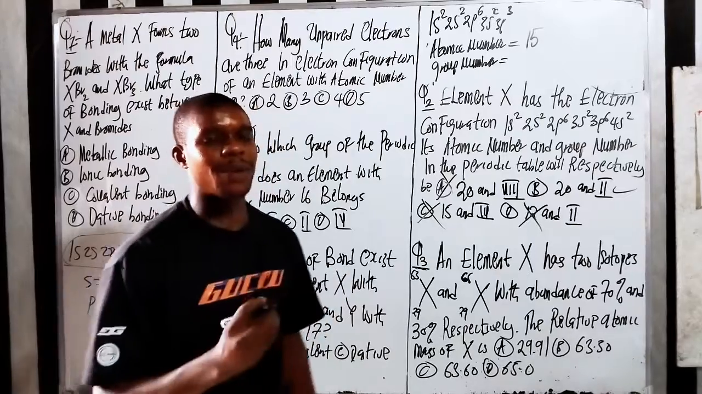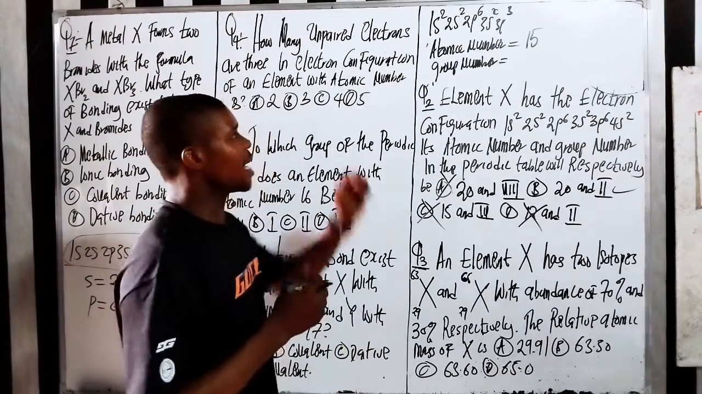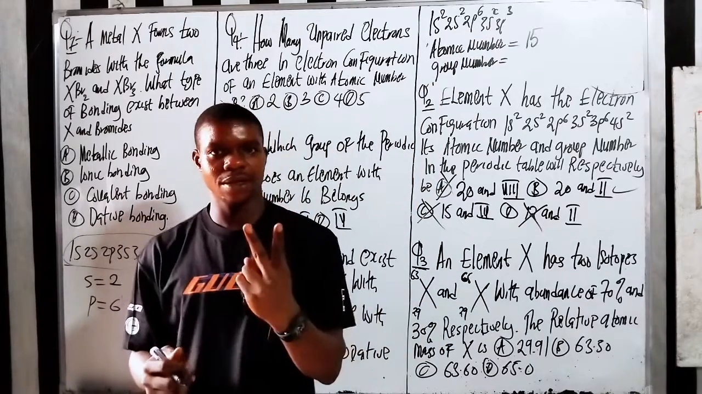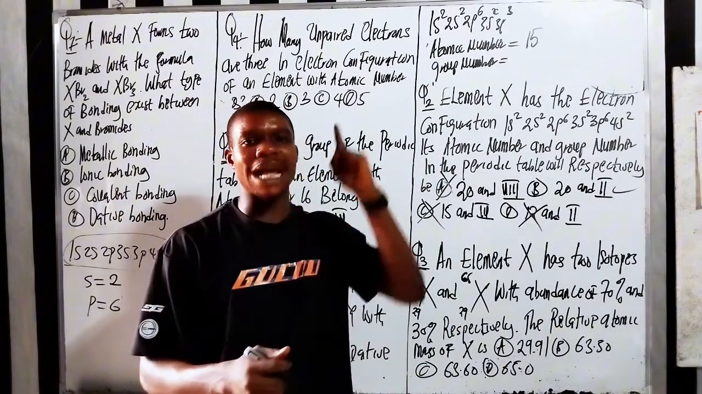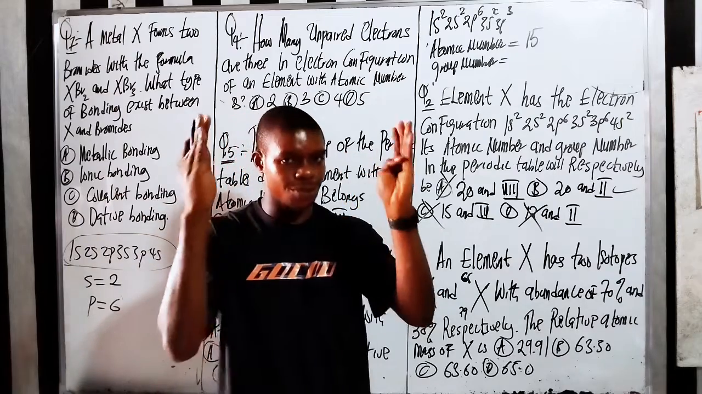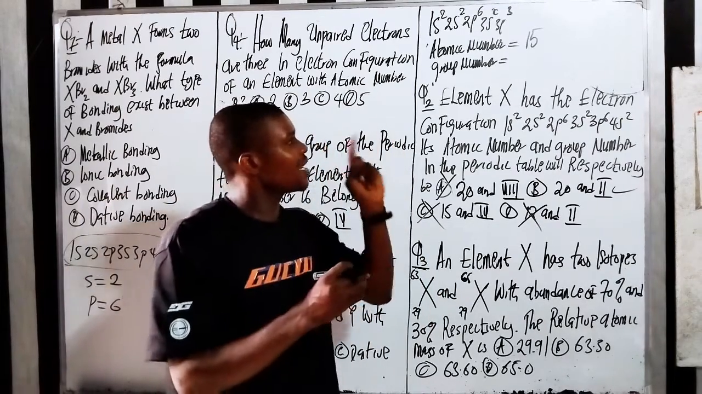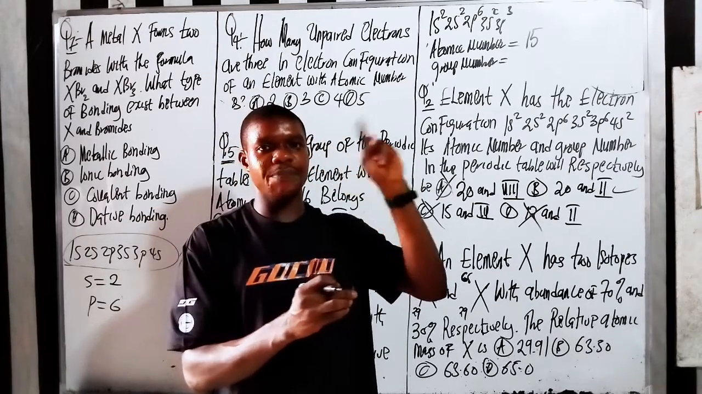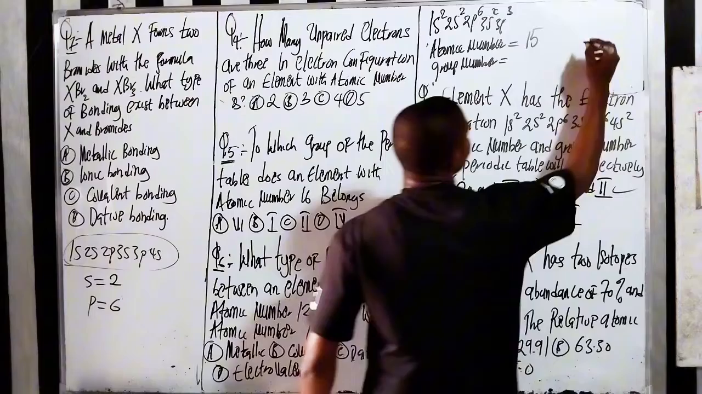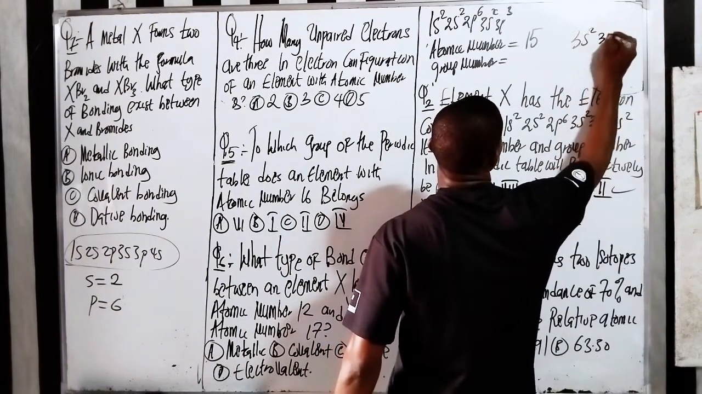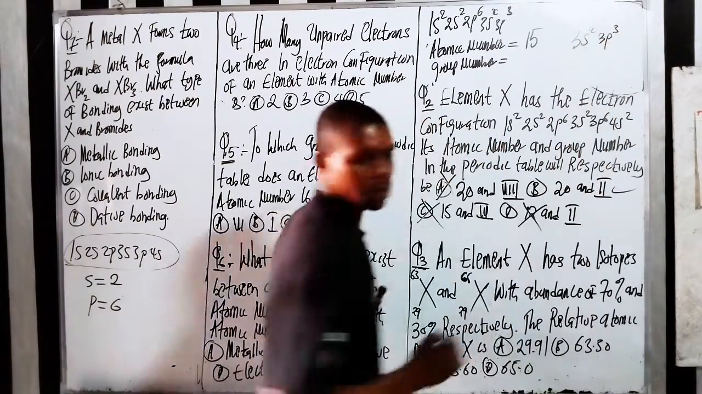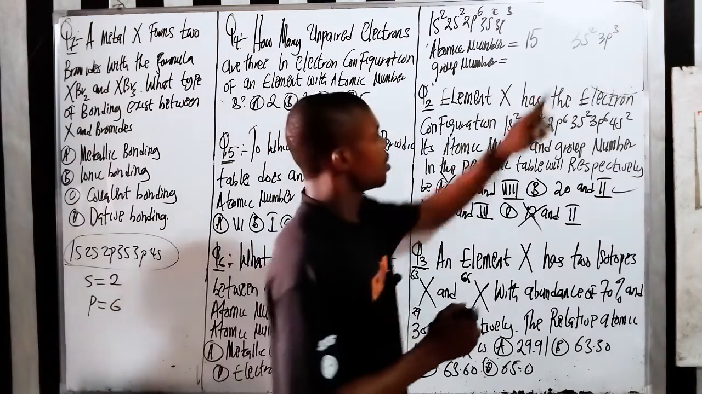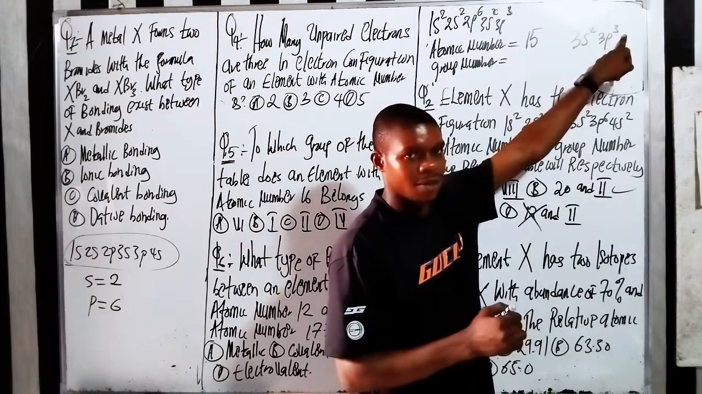Now, look at the highest energy level. Here we have first energy level, second energy level, third energy level. The highest energy level here is 3. You understand? Now remember that one we had 4, and we only had 4s2. But here we have 3s2, 3p3, right? 3s2, 3p3.